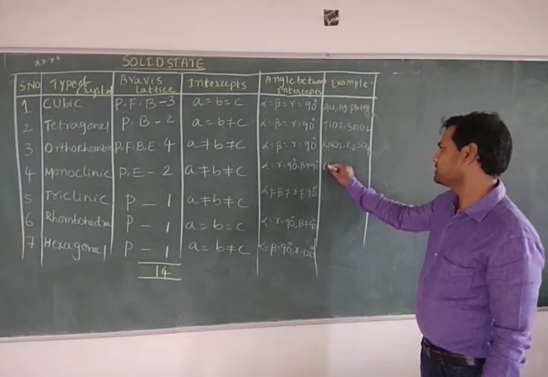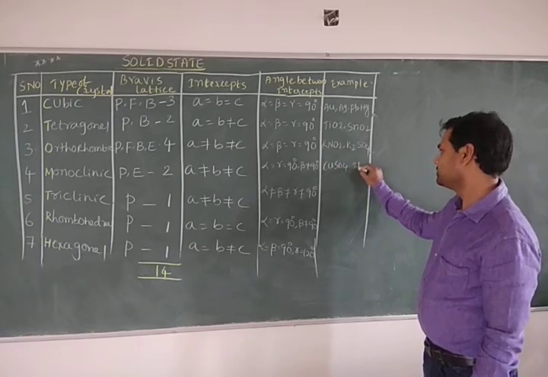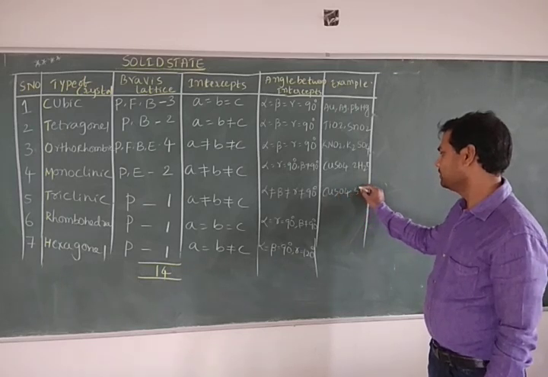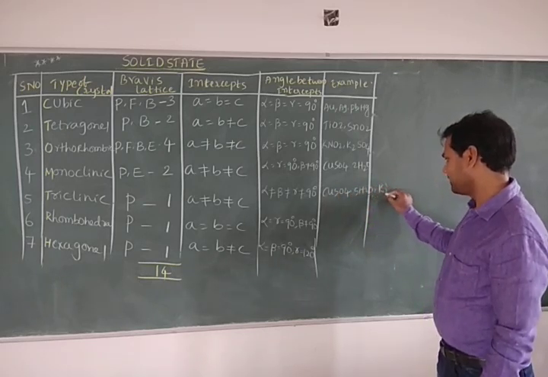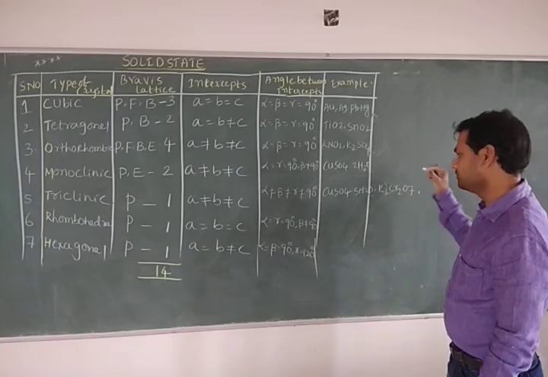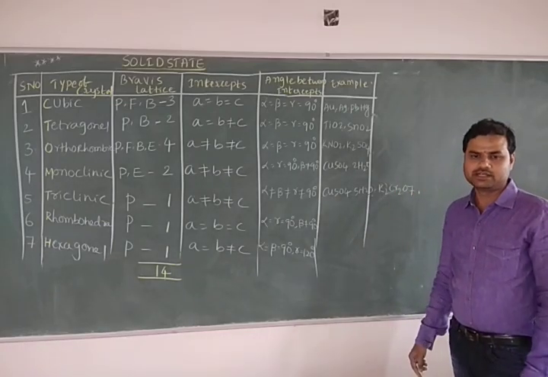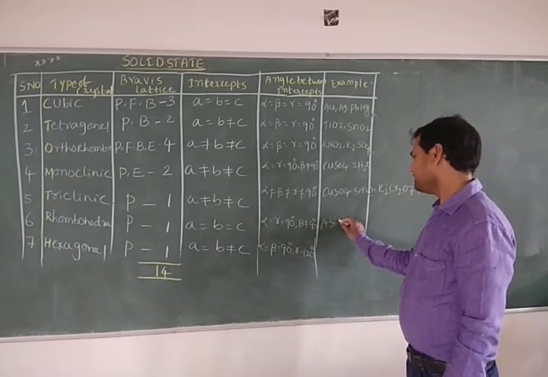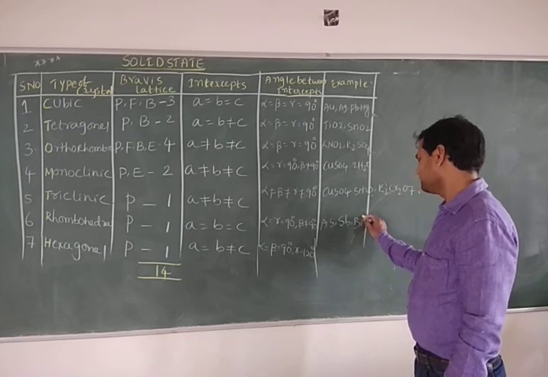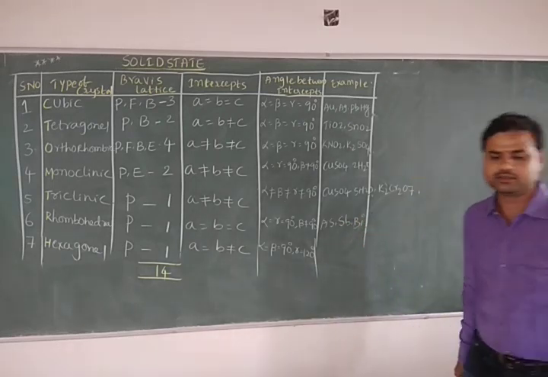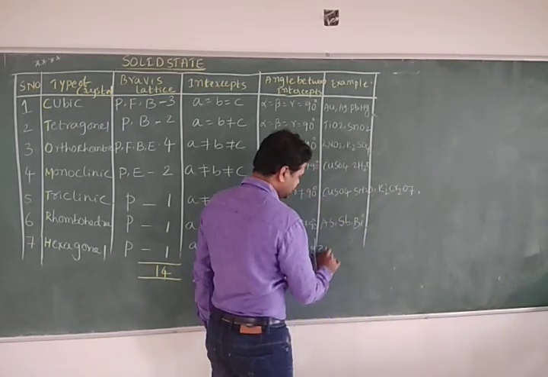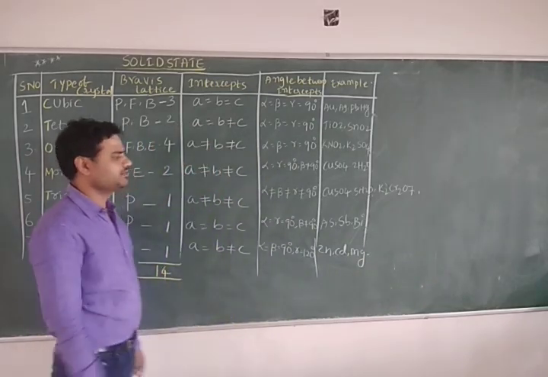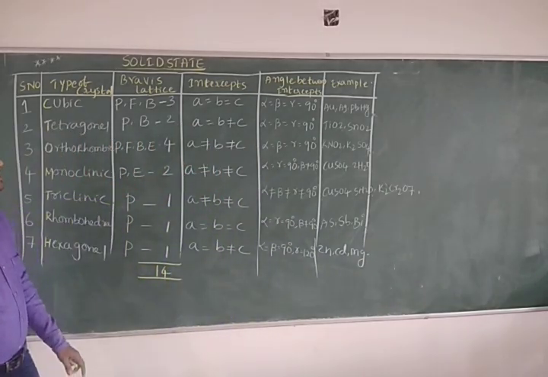Next one we have copper sulfate, CuSO4 5H2O. This is an example for this. Along with this you can take potassium dichromate, K2Cr2O7. This example also. Is it clear? And next example we are taking is arsenic, antimony, bismuth. Next example we are taking zinc, cadmium and magnesium. So these are the examples for these different crystal systems.